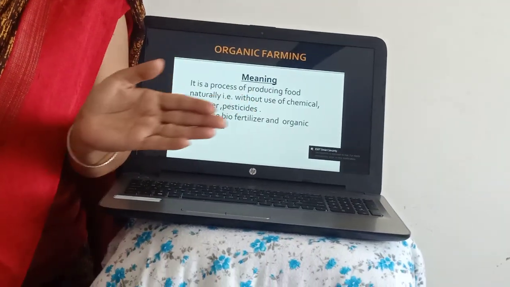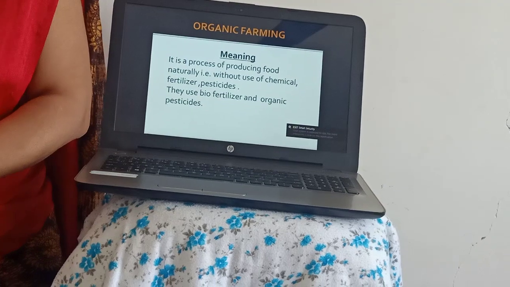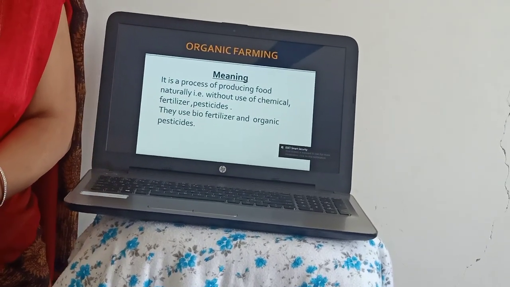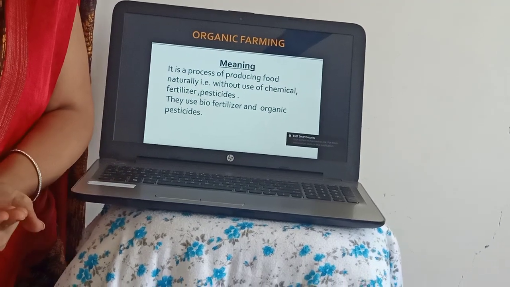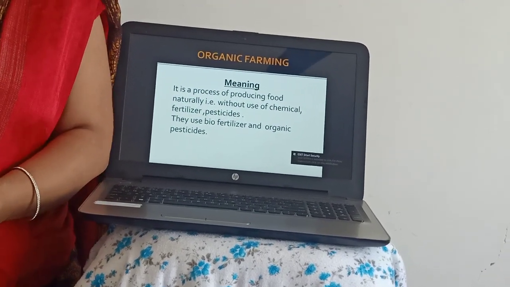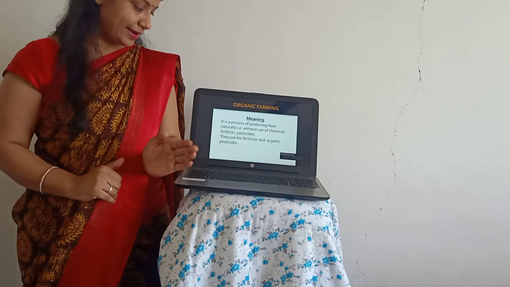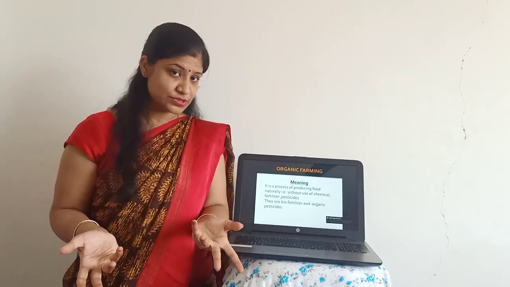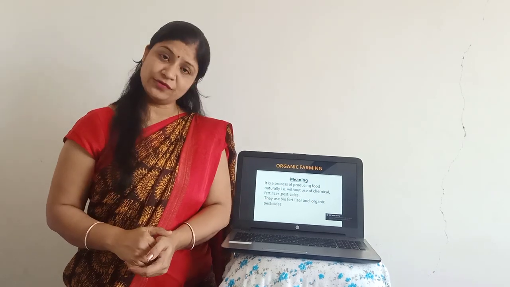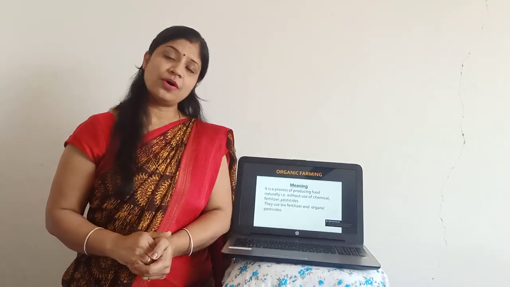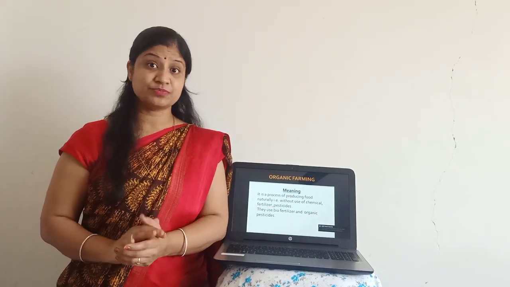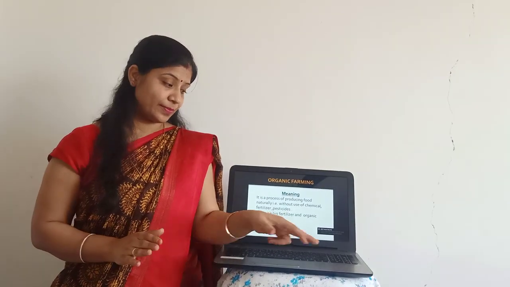Now, what is organic product or organic farming? Organic farming means the process of producing food naturally, that is without using chemical fertilizers and pesticides. Then what do they use? They use biofertilizer, they use organic pesticides. So these are very good products produced by the farmer.